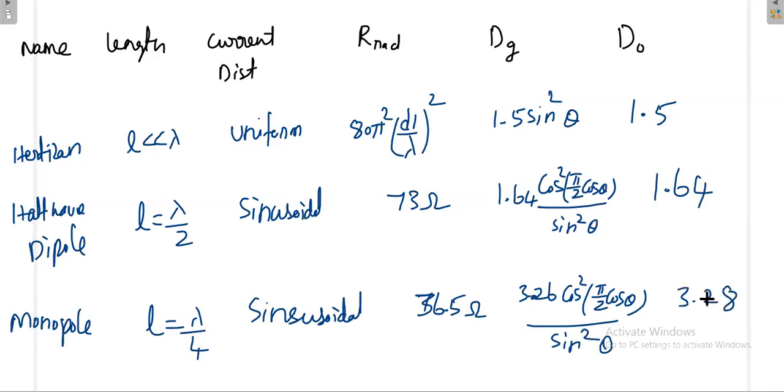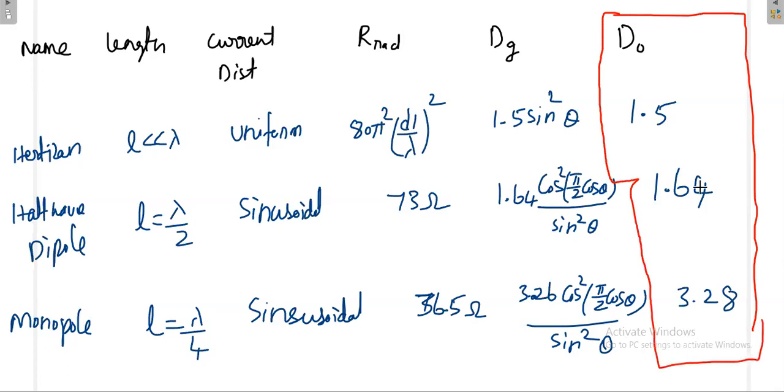So why am I writing this table? Finally you want to remember this. What is the directivity of Hertzian dipole? That is 1.5. Half wave dipole? 1.64. Monopole is 3.28. One thing is very clear: the directivity of Hertzian dipole is less, 1.5. For half wave dipole, that is 1.64. For monopole, that is double. Yesterday we have seen the monopole antenna radiates only in the upper plane. That's why the directivity of monopole antenna is 2 times the directivity of the half wave dipole antenna.